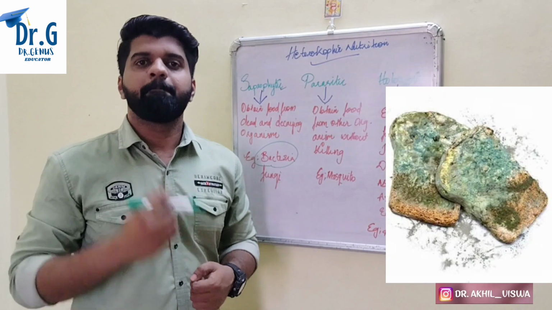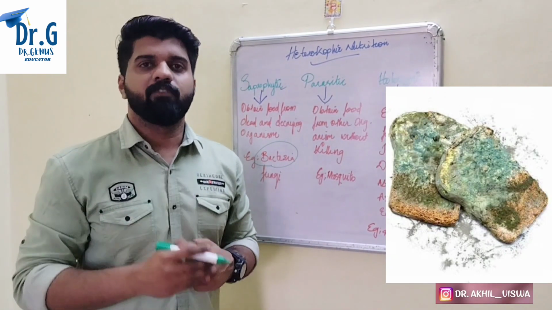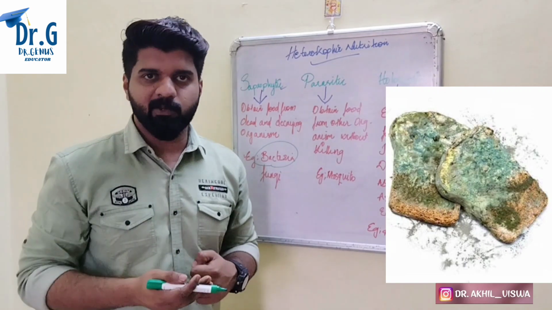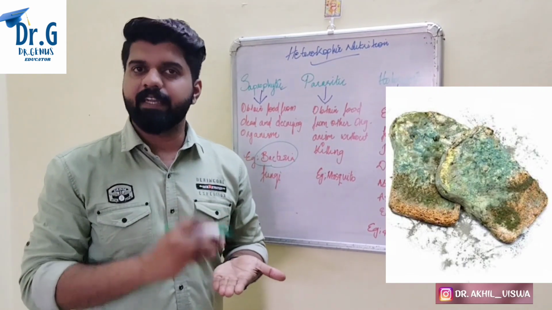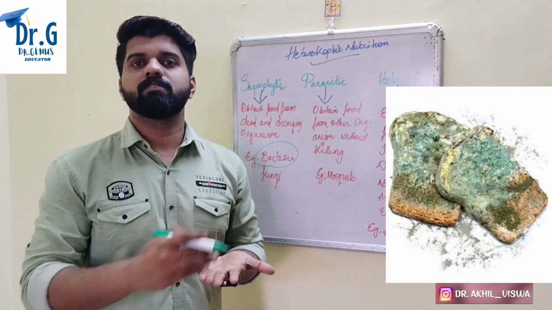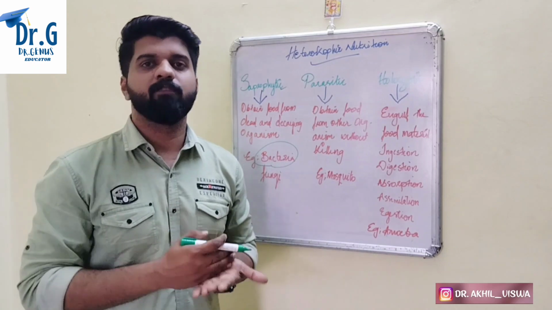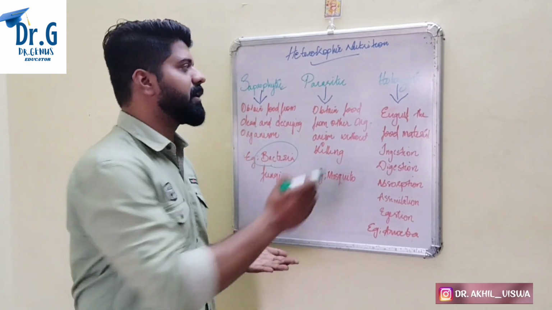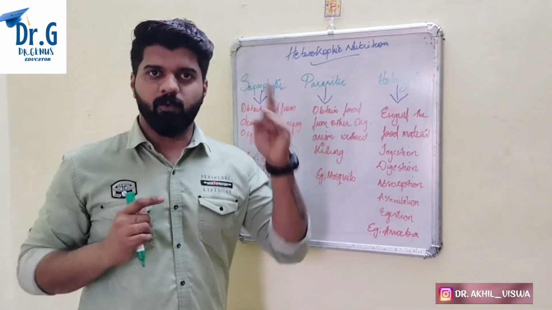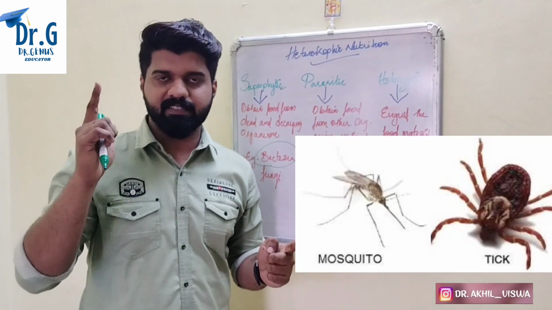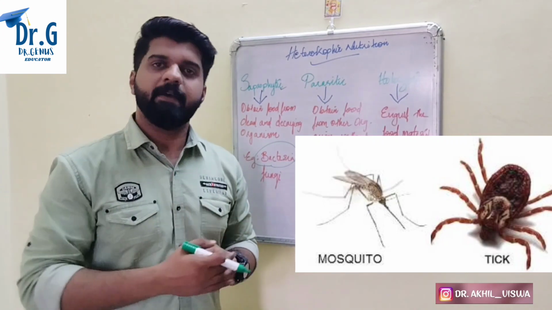Next is parasitic nutrition. Here one organism depends on another organism, but that other organism will not die, though there may be some negative effect on the host organism. This means two organisms are there: one is benefited and the other gets a negative result. Such type of nutrition is called parasitic nutrition.